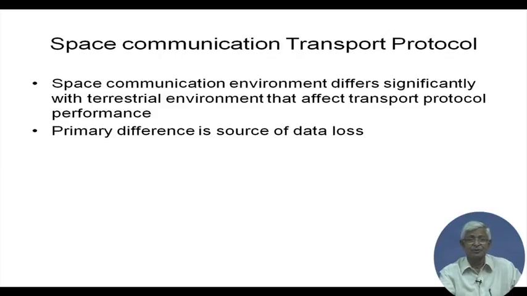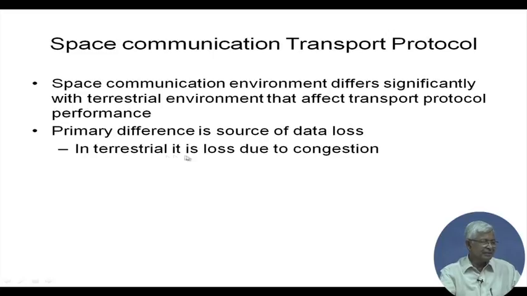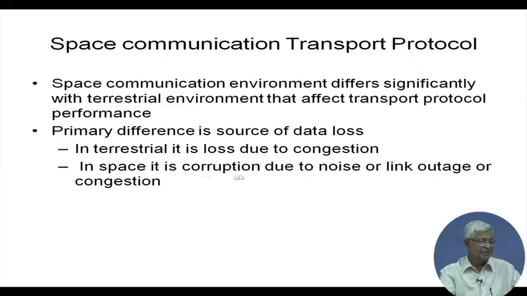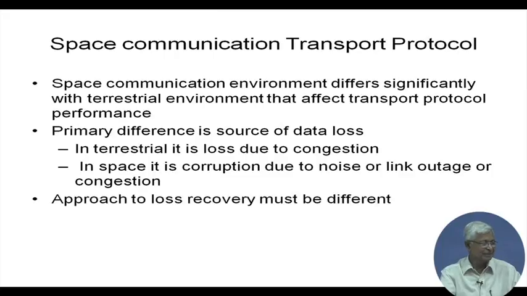There will be congestion also, there is a possibility of congestion. So, in terrestrial networks, any loss is assumed to be due to congestion, whereas in space it is corruption due to noise, link outage, or congestion, any one of the three is possible. If it is because of noise and link outage, it should not be treated as congestion, and you should not slow down the flow drastically. So, the approach to loss recovery must be different. That is one of the major issues in the modification of the TCP protocol for the space environment.